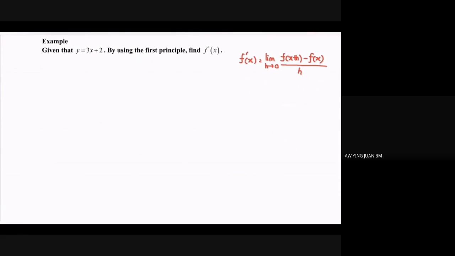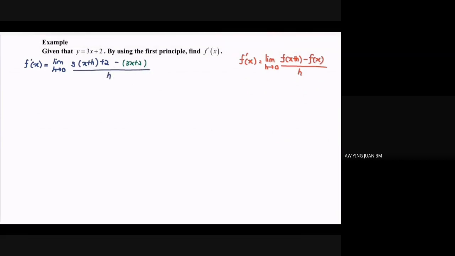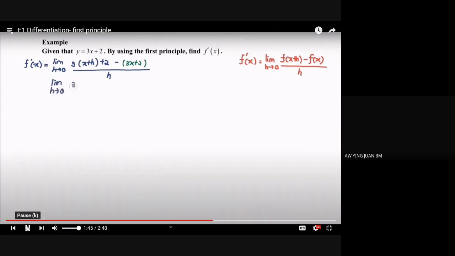So now let us begin the discussion. f prime x equals the limit as h approaches 0. Next, we substitute into the function 3x plus 2, where x becomes x plus h. So 3(x plus h) plus 2, minus the function f(x), which is 3x plus 2, over h. Next, I'm going to expand. We will have the limit as h approaches 0 of 3x plus 3h plus 2 minus 3x minus 2, over h.